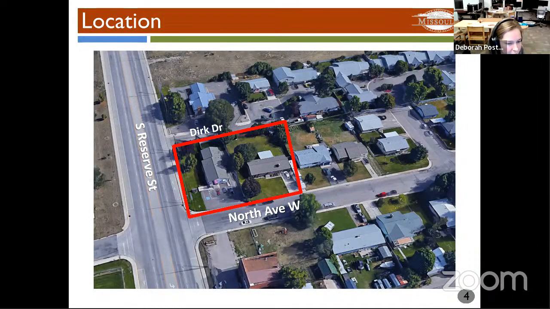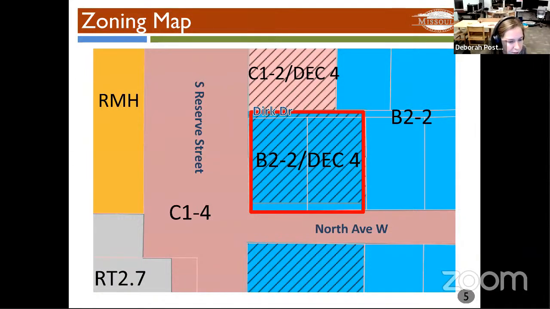The subject property outlined in red is located at the intersection of South Reserve Street and North Avenue West. This property is zoned B2-2 community business and is located in the Design Excellence Overlay and Corridor Typology 4. Design Excellence is an overlay that applies additional design standards to primary commercial areas and towns for projects located in the overlay. Design Excellence review occurred prior to this conditional use review, and the project was approved for compliance with the Design Excellence standards. You can see the zoning designations of adjacent properties on the slide.